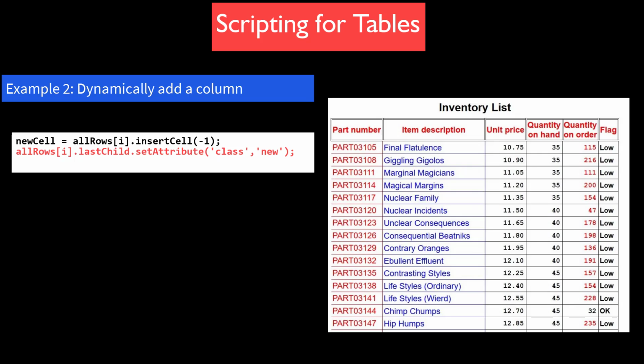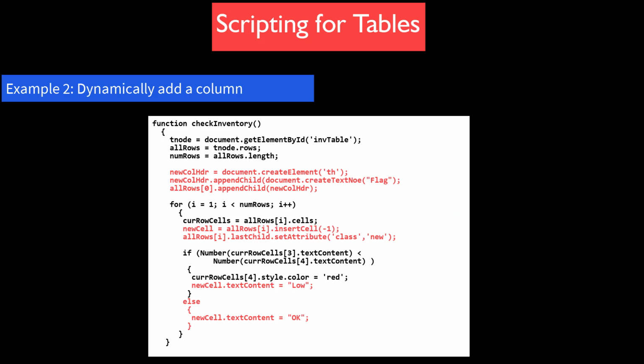So to put the code all together, we have the following. So here's our function, checkInventory, and what's new is shown in red. So we add a header for the new column, and then for each row we add a new cell with the class of new, and then in this last column we populate it with the word low or OK.